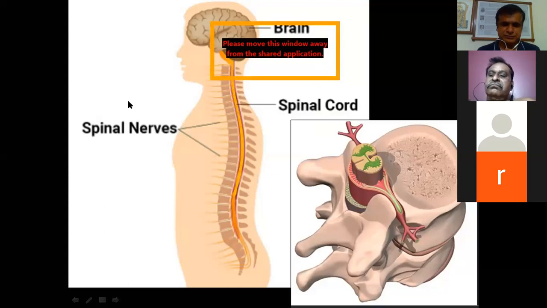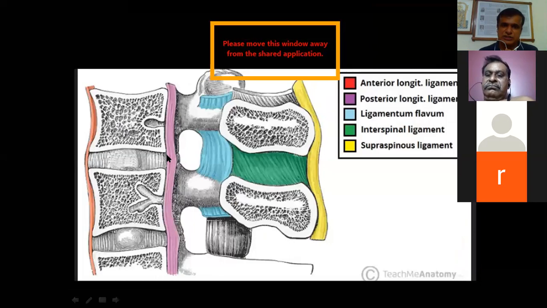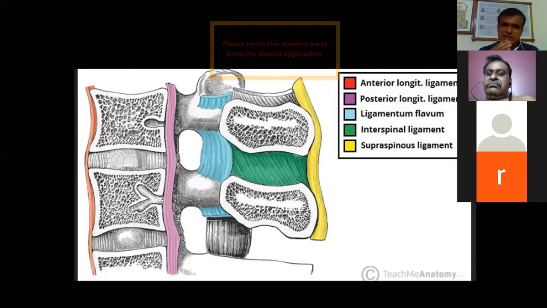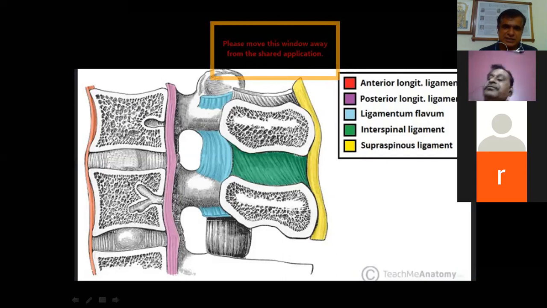So when you take a closer look into the structure of the spinal column, you can see it is not only the vertebral bodies, the bony structures, which give stability, but the ligaments present anteriorly and posteriorly are very important structures in giving stability to the spinal column. So you can see here, this is the vertebral body anteriorly situated, this is the spinal canal, this is the facet joint, this is the spinous process.